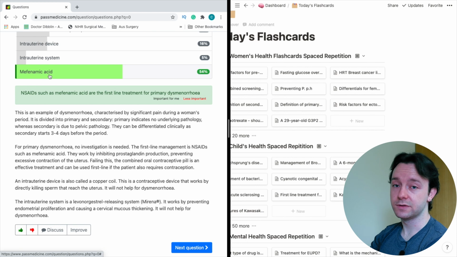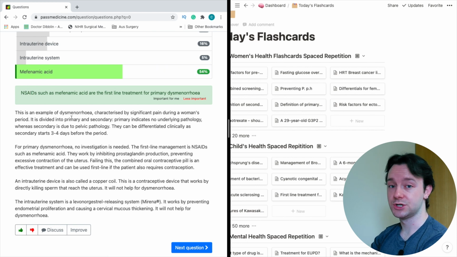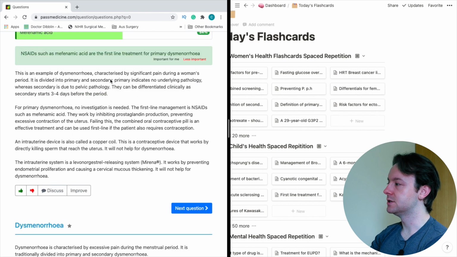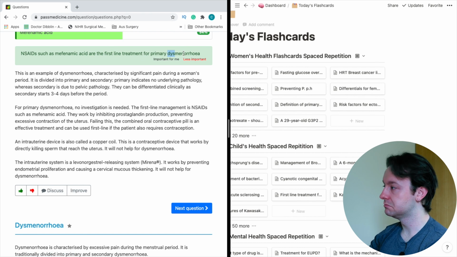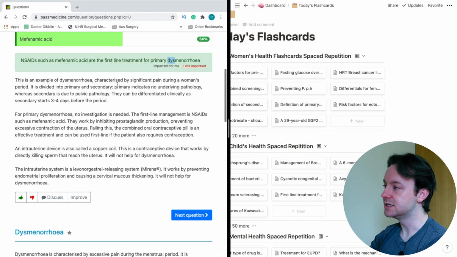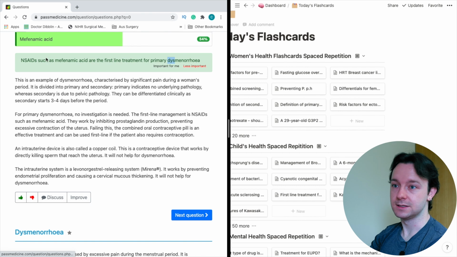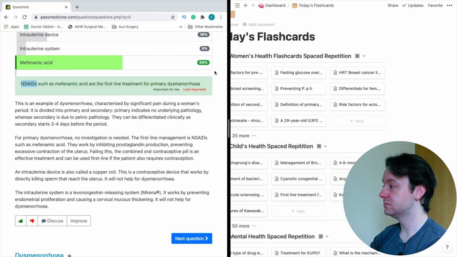Mefenamic acid is another type of NSAID, which is a non-steroidal anti-inflammatory drug, of which ibuprofen is one of them. And so you would use that as the first line treatment for primary dysmenorrhea. Dysmenorrhea, anything with dys means painful. Menorrhea is menstruation. So painful periods. So someone with a painful period, the first thing you'd say is, have you tried an NSAID? That is a good piece of information to learn.